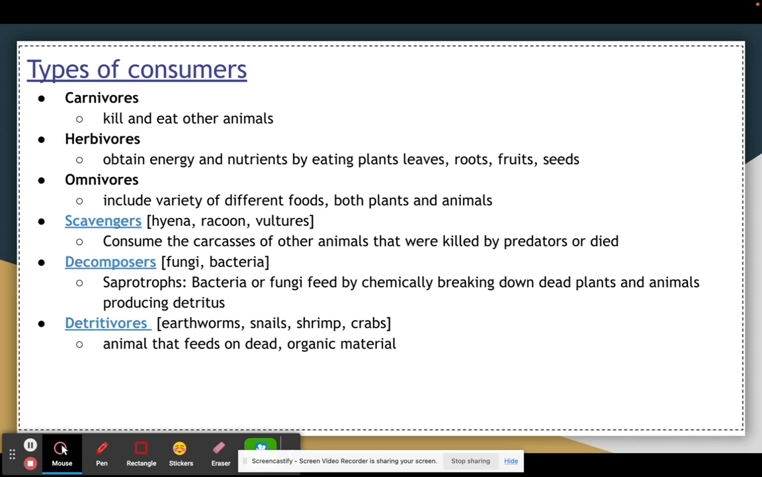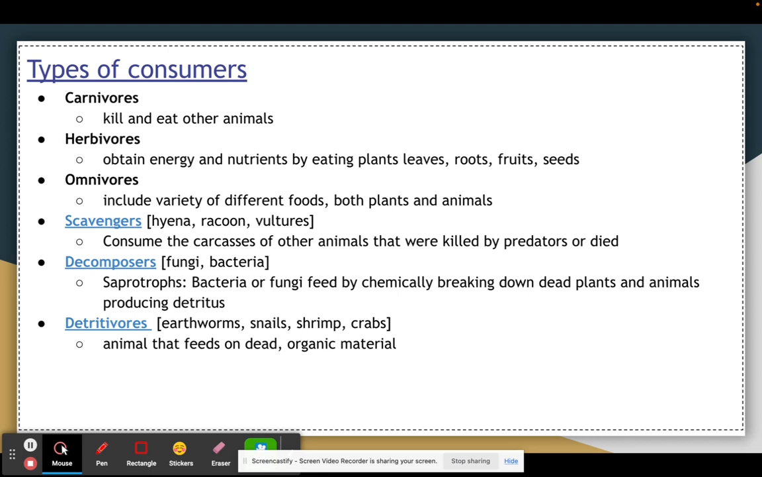We have scavengers that are going to consume other dead animals that were killed by predators or just simply died due to natural causes or maybe due to a natural disaster or whatnot. You're going to have decomposers, which we know of as fungi and several bacteria. Remember, they're saprophytic, so they are going to release their digestive enzymes to break down the organisms and reabsorb the nutrients that way.